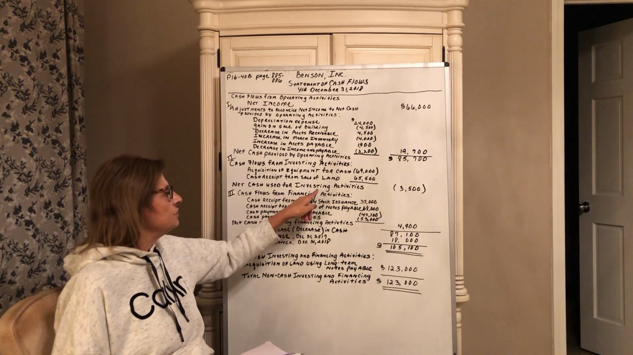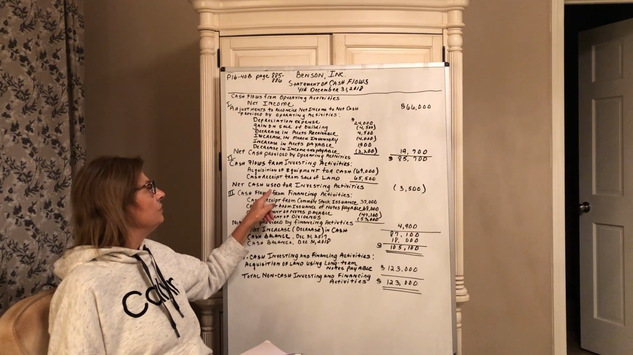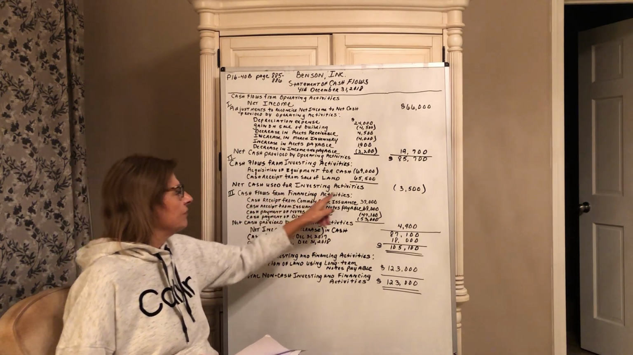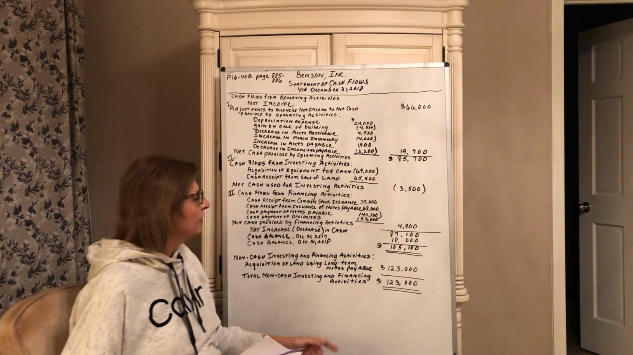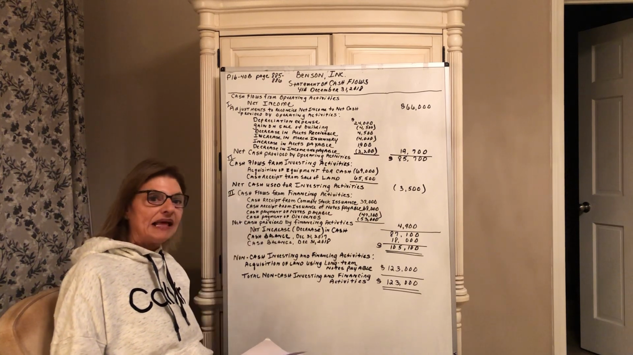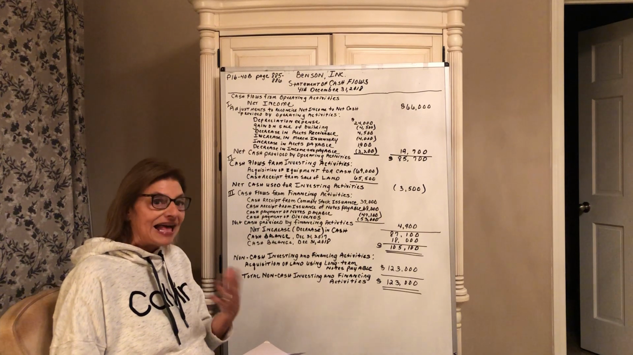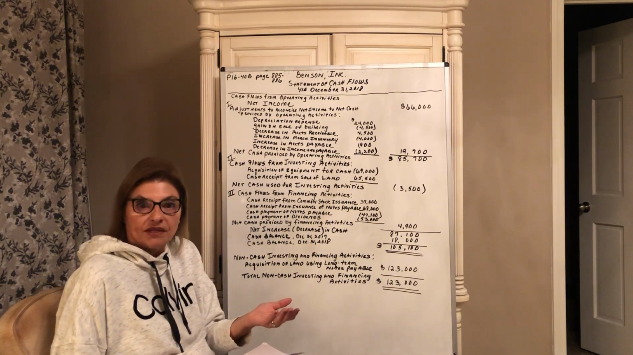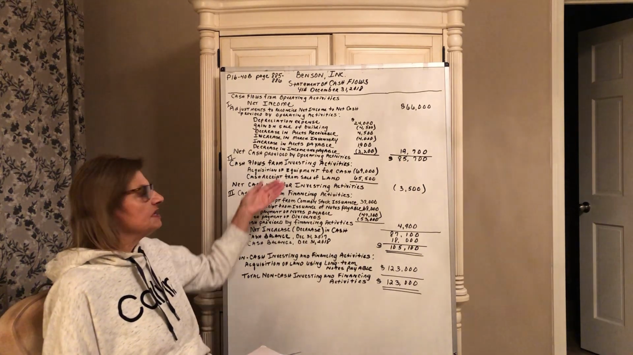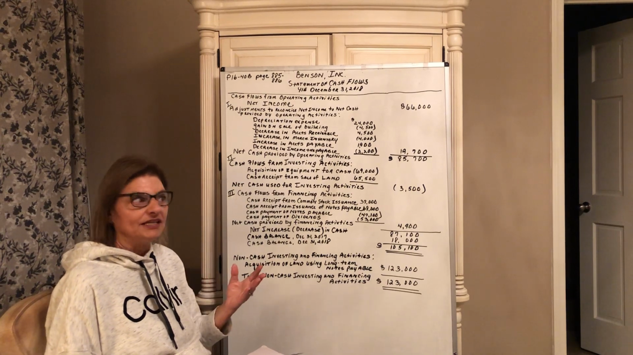Net cash used. Use the word used if it's a negative, and you use the word provided if it's a positive. Net cash used for investing, negative $3,500. That's because we put out more than we took in. That's not a bad thing. That just means we're investing in our business. We're replacing assets for newer and better ones. That's quite common to have a negative. You don't want to be selling all your assets and not replacing them. That's not a good sign.